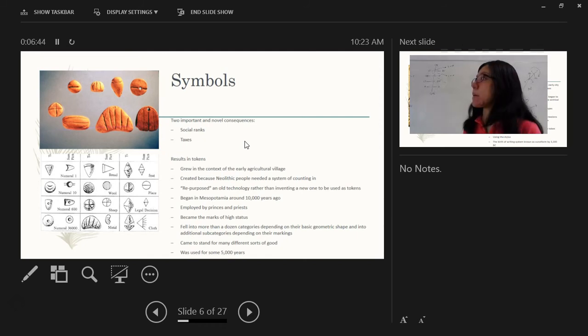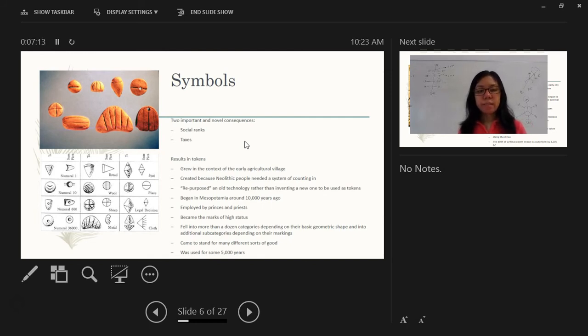Like from the picture we can see that there are tokens which represent bread and also wool, sheep, and many other things. They repurposed an old technology rather than inventing a new one to be used as tokens, such as clay trinkets which had been made by craftsmen for thousands of years. It began in Mesopotamia around 10,000 years ago.